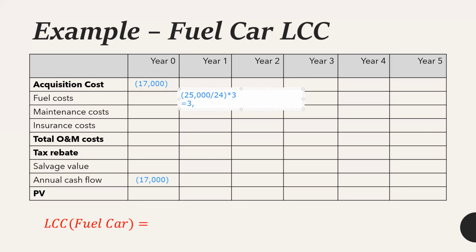3,125. Still, this is not the correct answer because I should consider the inflation as well. Inflation is given as 3.5%. So 3,125 in 1 year will not be equal to 3,125 in the present value. It should be higher than that. So to calculate that, I should multiply this answer by 103.5%, so whatever the amount we have here should be multiplied by the 3.5% percentage.